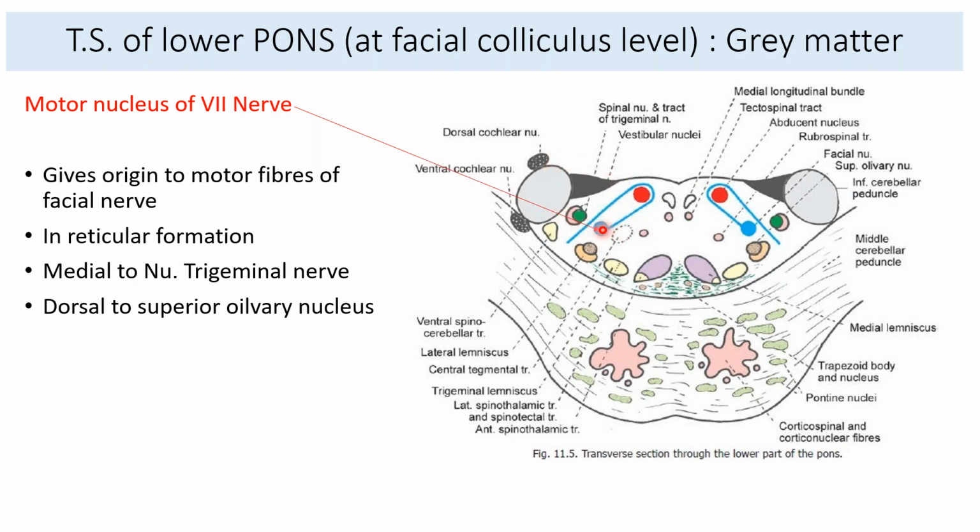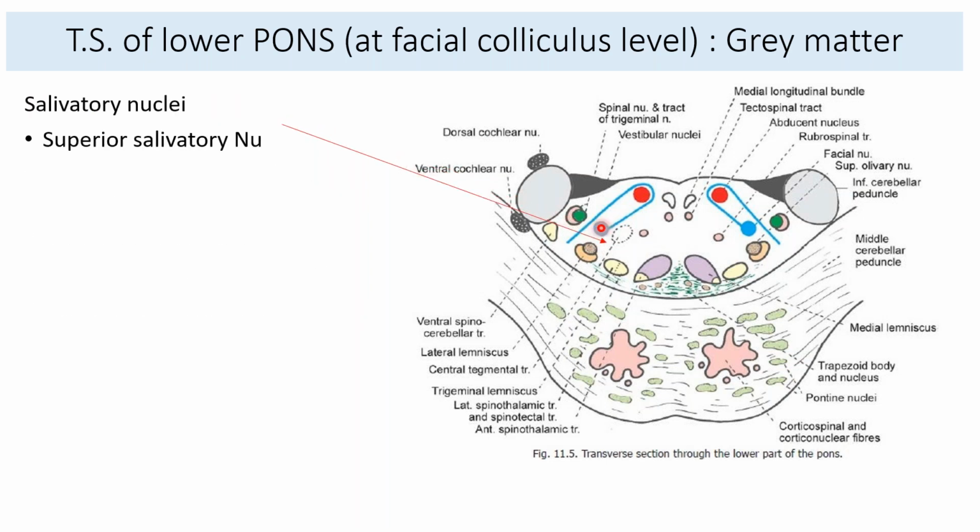This facial nucleus is not only medial to the trigeminal nerve nucleus, but it is dorsal to the superior olivary nucleus. Although it has not been drawn in this particular diagram, you should add this point that there is a salivatory nucleus, the superior salivatory nucleus, also just dorsal to the motor nucleus of the facial nerve.